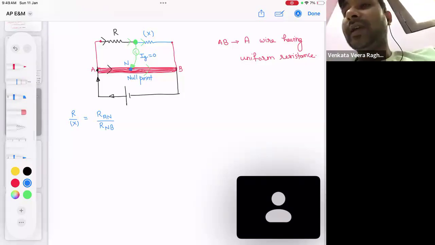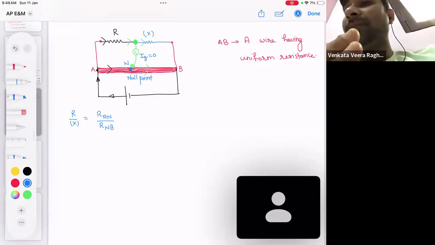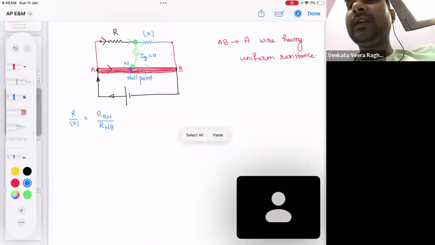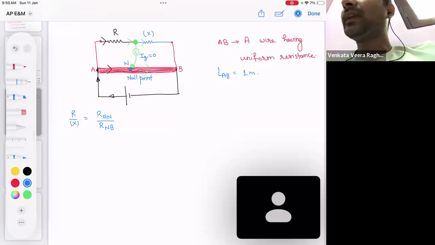Now you see, this meter bridge wire is made of what? Uniform material, no? Uniform material means the resistance of this AB wire is uniform. Area is also uniform, material is also uniform, so resistance will also be uniform. Let's say the total length of the wire is 1 meter. What is the length of AB? The length of AB is exactly 1 meter.